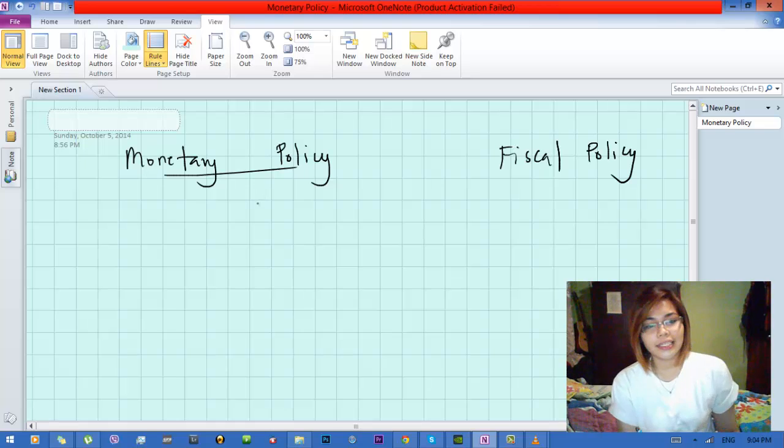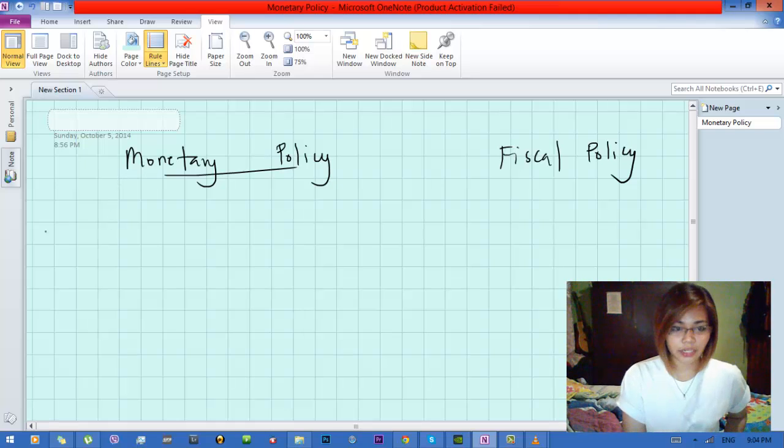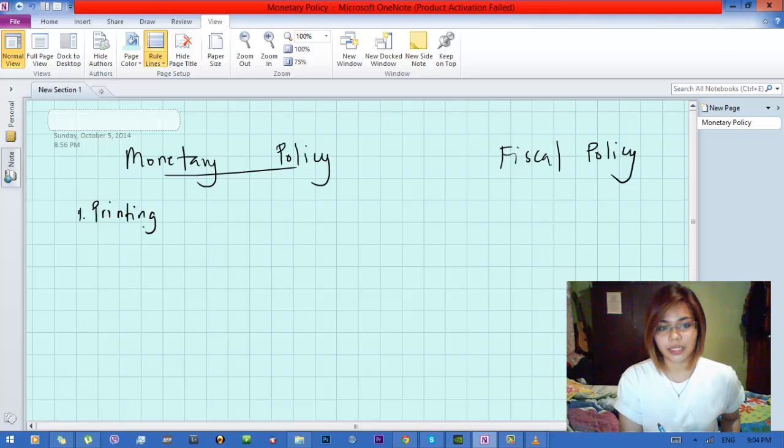So basically monetary policy is just deciding on whether to print more money or print less money. It's the Federal Reserve of the United States, or in our case in the Philippines, it's the Bangko Sentral ng Pilipinas, that is deciding whether it's going to be printing or supplying more money or printing less money.